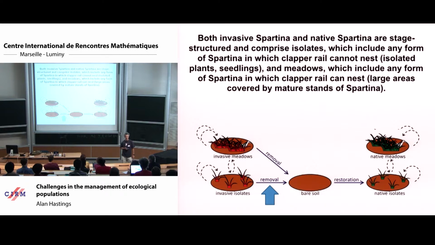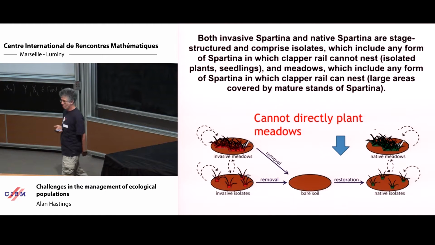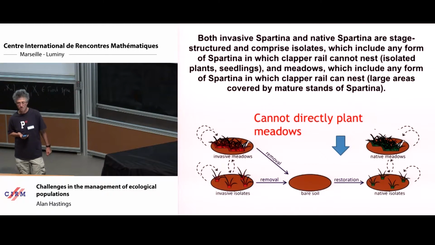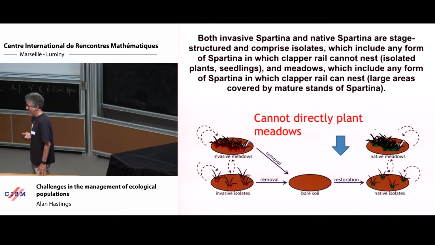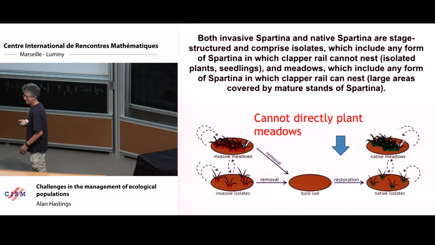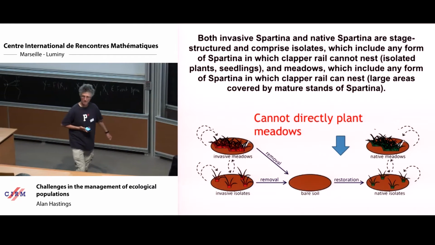You can go in and remove isolates of the invasive species, the clones. In either case, you're turning things into bare ground, the thing in the middle. You can't remove, but you can restore, you can plant isolates of the native. But the big blue arrow points to a place where there's no black arrow. You can't plant meadows. If I could insult an engineer, I might say very simple, just plant meadows, but you can't do that.